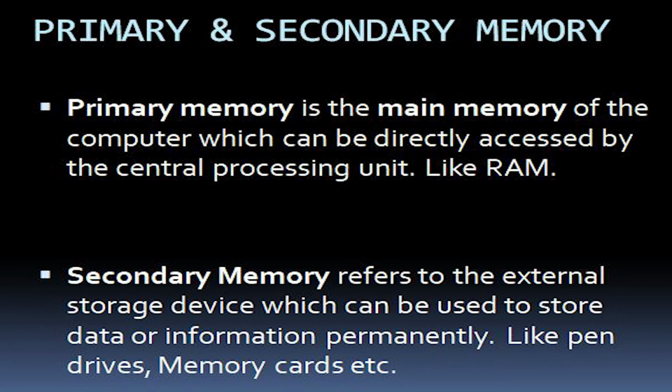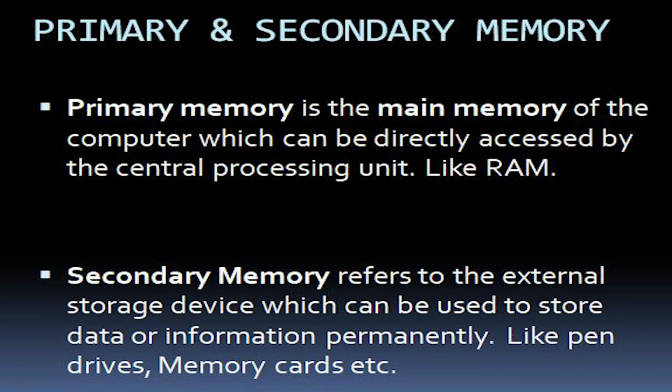Primary memory means what? It is called the main memory of the computer, which can be directly accessed by the central processing unit, like RAM. For example, a better example I am going to tell you. You are making a house in Paint. You didn't save that one, but it is still appearing in the computer. Where will it be stored? For the time being, it will be stored in the RAM. RAM is called a primary memory.